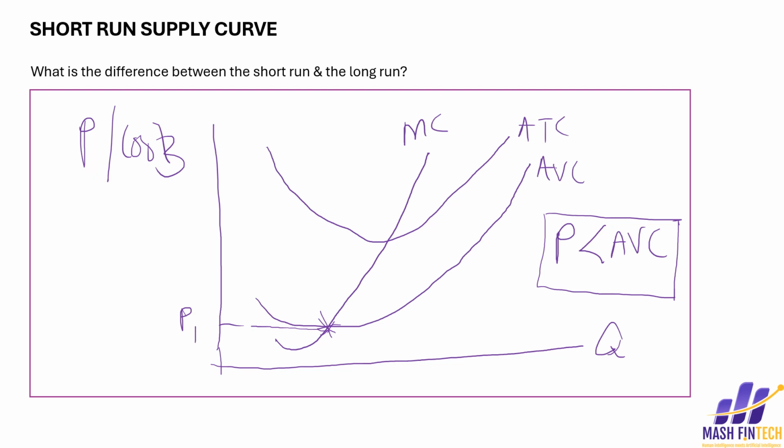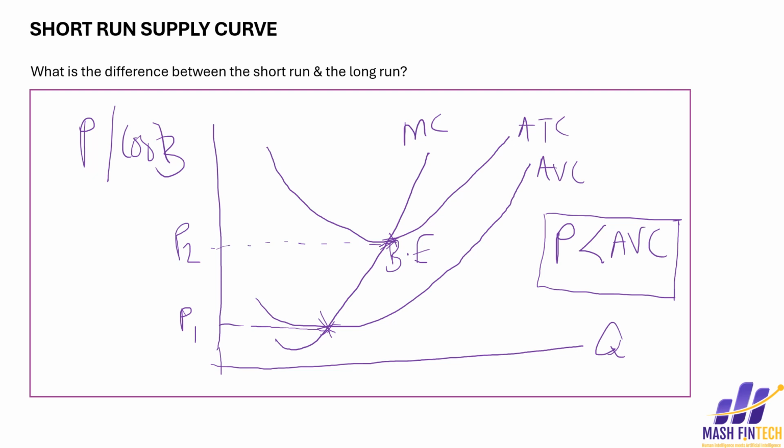However, if the price is equal to the minimum point of this average total cost curve, the firm can continue to operate, but it will be breaking even. To break even, it means the total revenue is equal to the total cost. That's what break even means. But below P1, the firm has to shut down.